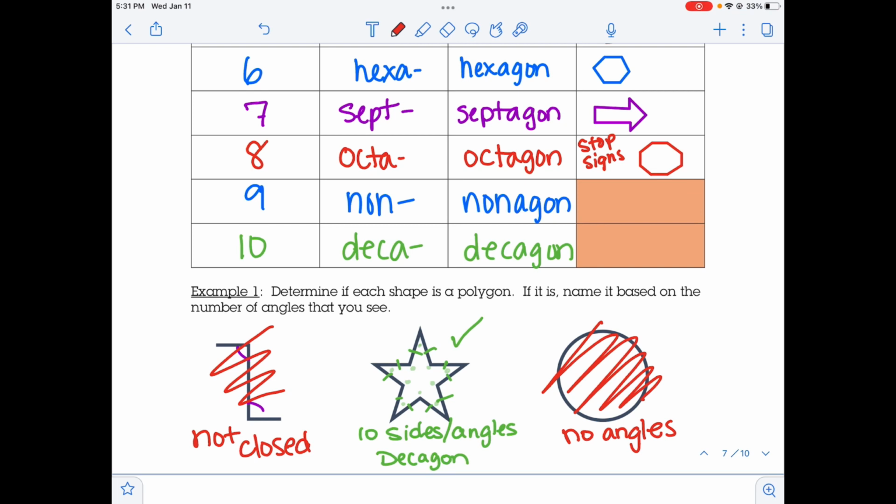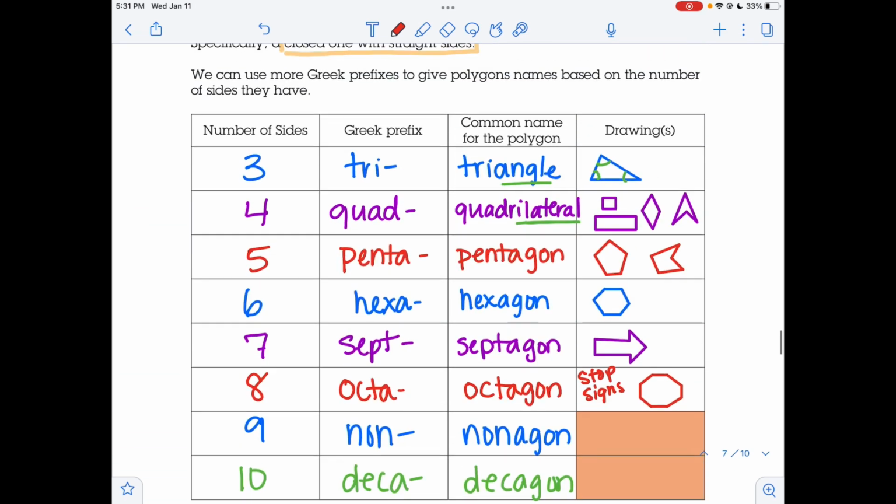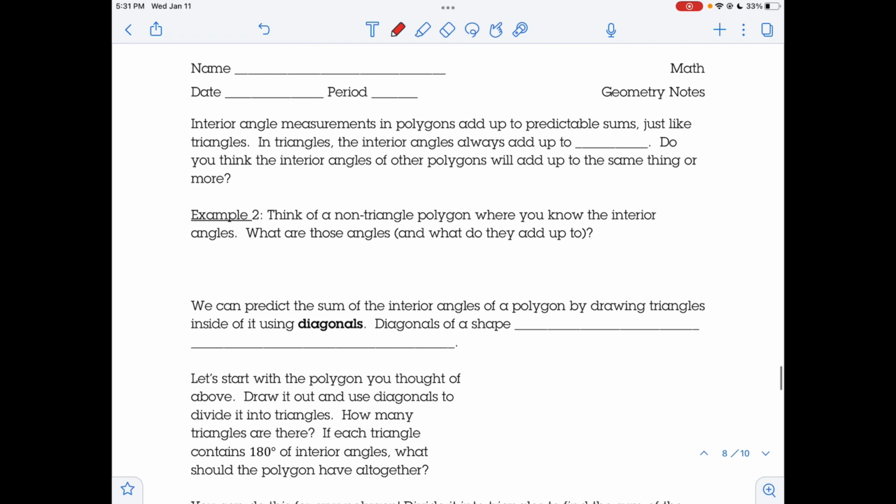So now we will move to part 2, where we turn the page over and fill in some things with angles. All right, here we are ready for part 2 of our notes about polygons. So this is the back of the page that we started yesterday. Remember, this was the page with all the shape names. And now we're on the back side of it. We're going to talk about interior angle measurements in polygons.